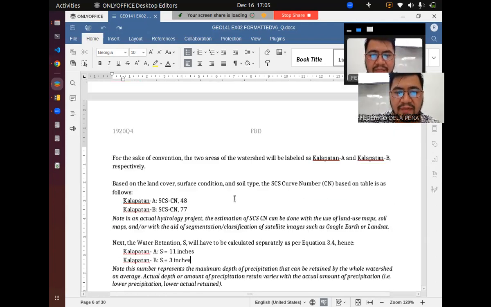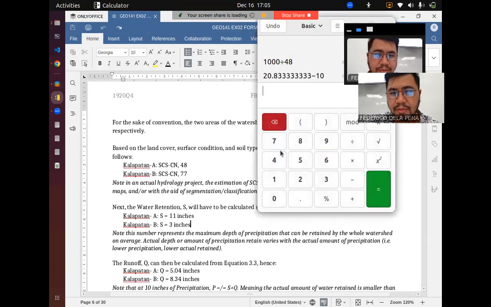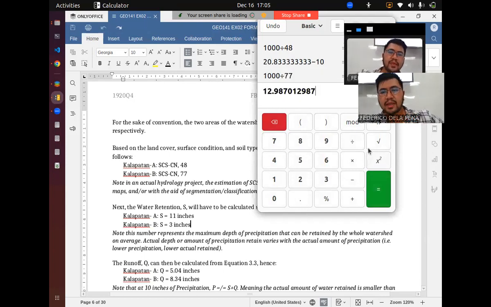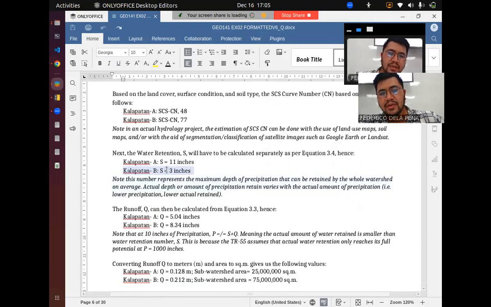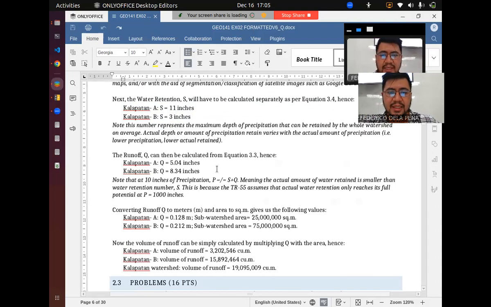For Land Cover B, we have 77. So 1,000 divided by 77 minus 10, and that's around 3. So that's your value for Land Cover B. These basically are just the capacities for storage.